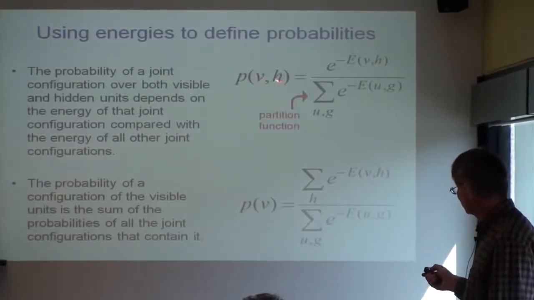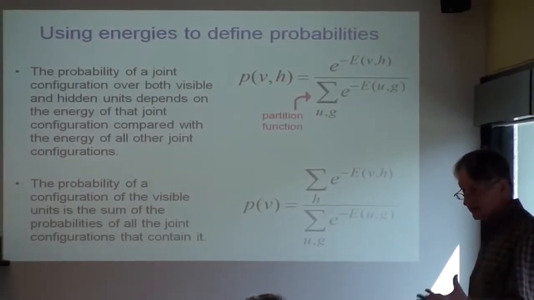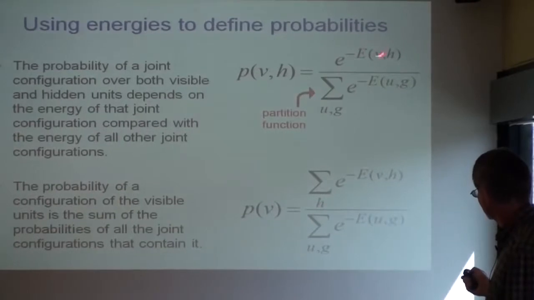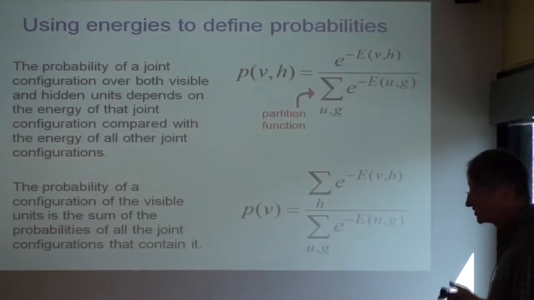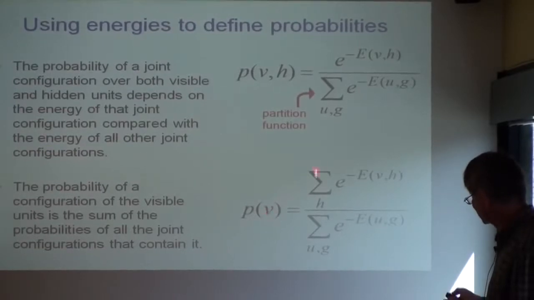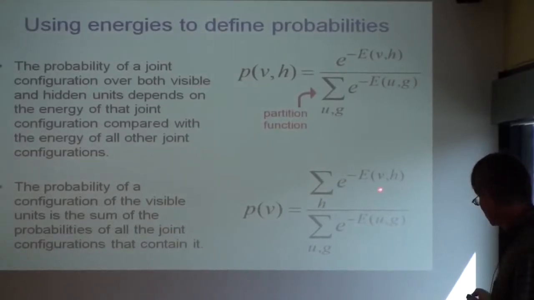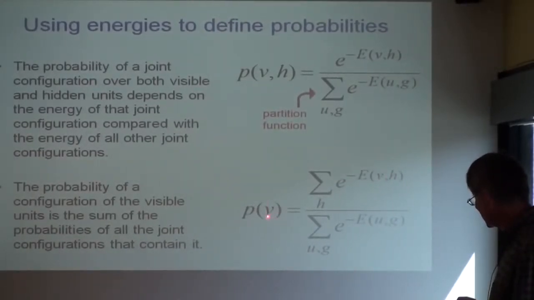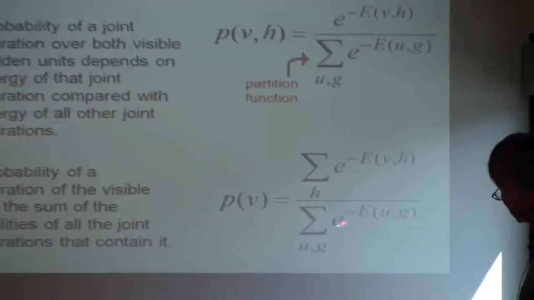The probability of a combined configuration, given the energy function, is e to the minus the energy of that combined configuration, normalized by the partition function. And if you want to know the probability of a particular visible vector, you have to sum over all the hidden vectors that might go with it, and that's the probability of a visible vector. If you want to change the weights to make this probability higher, you obviously need to lower the energies of combinations of a visible vector and a hidden vector that would like to go with it, and raise the energies of all other combinations. So you decrease the competition.